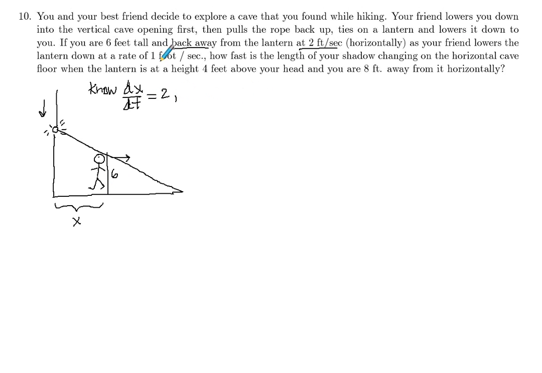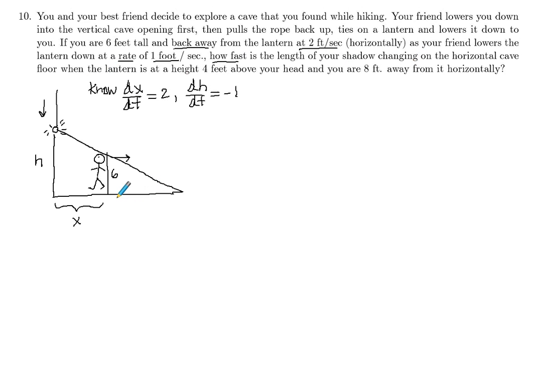And your friend lowers the lantern down at a rate. A rate is a derivative of 1 foot per second. Okay, so this length's changing. Let's label that. Let's call that h. And dh/dt is the height is actually decreasing at 1 foot per second. So dh/dt is going to be -1, okay, because it's decreasing. And then they ask, how fast is the length of your shadow changing on the floor?